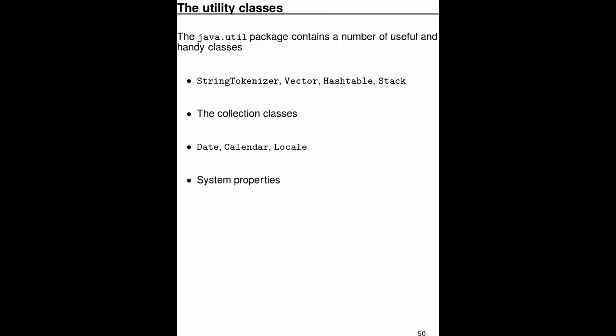We're going to see some of the original utility classes, things like string tokenizer, vector, hash table, and stack. Then we'll focus some attention on the collections classes, an API of Java classes, interfaces, and exceptions that allow you to group objects together in very useful ways. Then we'll take a look at how to work with dates and times in Java using the standard date, calendar, and locale classes. And we'll also discuss system properties and a couple other things along the way also.